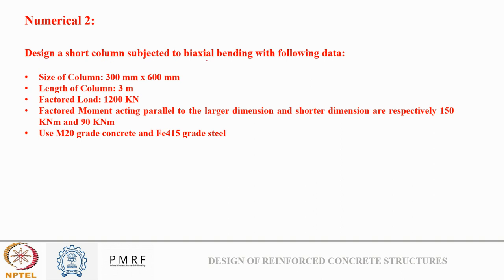So this is the second numerical. Design a short column subjected to biaxial bending with the following data: size of column 300 cross 600 mm, length is 3 meter, factored load 1200 kilonewton, factored moments acting parallel to the larger dimension and shorter dimension are given as 150 kilonewton meter and 90 kilonewton meter. So these are Mux and Muy which are given to us. M20 grade concrete and Fe415 grade steel we need to use. I will wait for 5 minutes for you to try, and then we will solve.